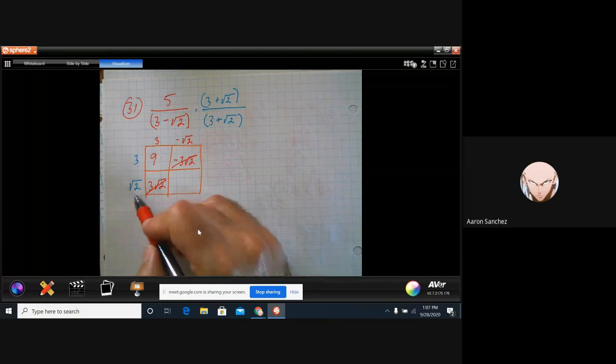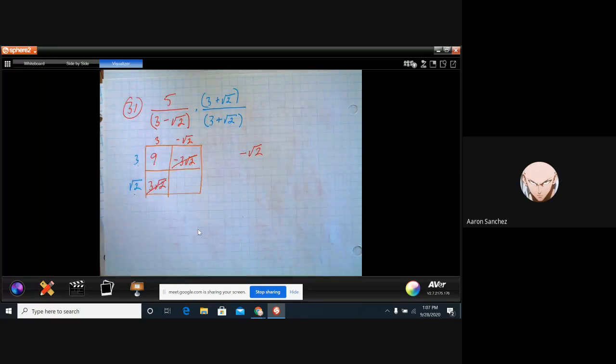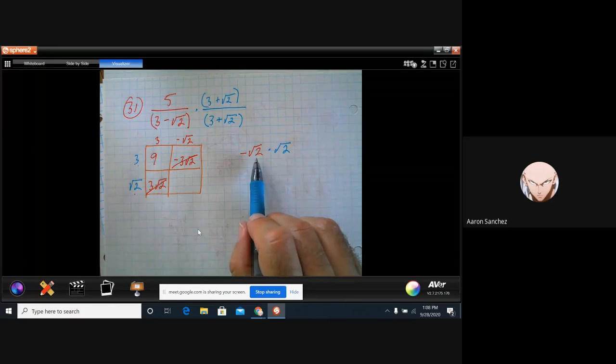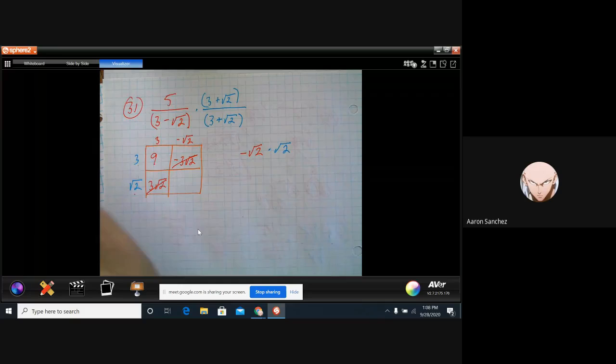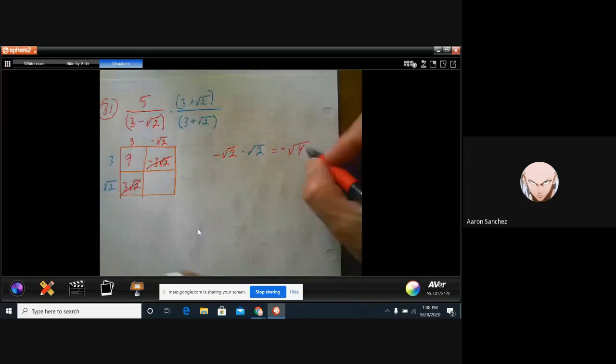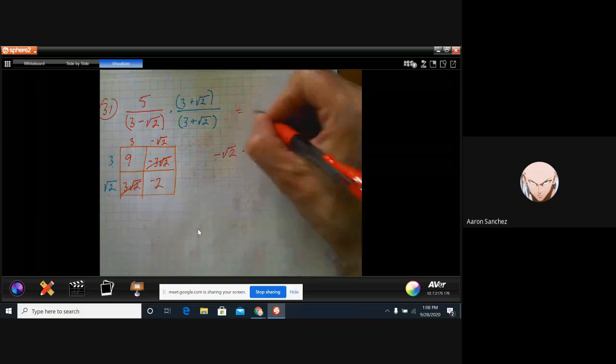Now, square root of 2 times negative square root of 2. Let's do this over here. Negative square root of 2 times the square root of 2. Well, I can multiply these because they're both square roots. Square root of 2 times square root of 2 is going to be the square root of 4, and then this becomes the negative, right? What is the square root of 4? 2, and that's negative 2. Notice the square root disappears. So this is negative 2. So my final answer is now 9 minus 2, which is 7.